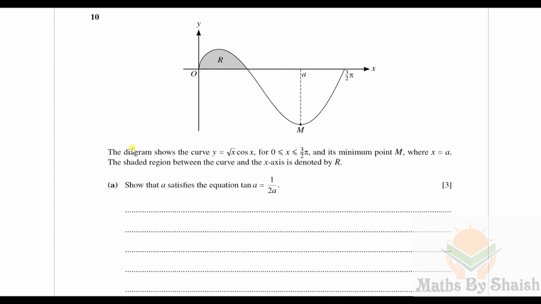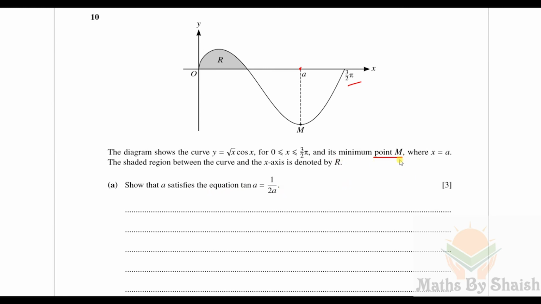Here is question number 10. The diagram shows the curve y equals root x cos x between 0 and 3 by 2 π. It has its maximum point and its minimum point M, where x is equal to a. The shaded region between the curve and the x-axis is denoted by R. Now the first part is to show that a satisfies the equation tan a is equal to 1 over 2a.